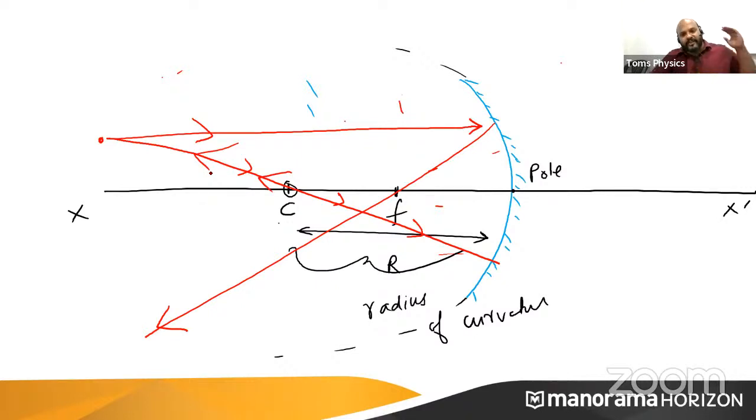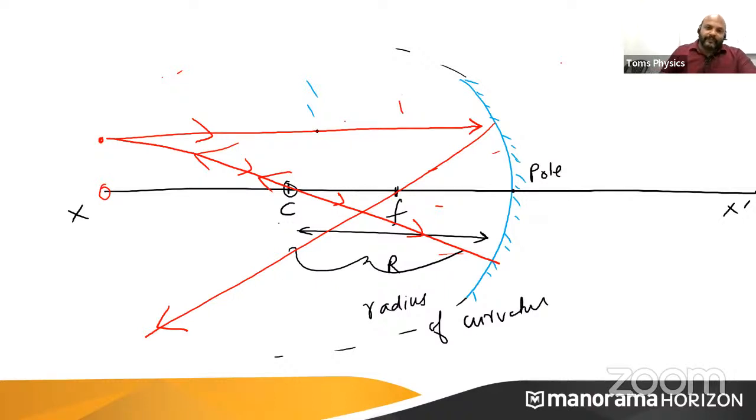So if the ray was traveling parallel to the principal axis from infinity, after reflection, it will pass through the focus. If the ray is passing through the center of curvature, what will happen? This ray will bounce straight back.